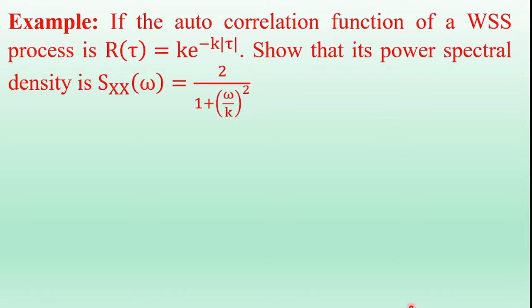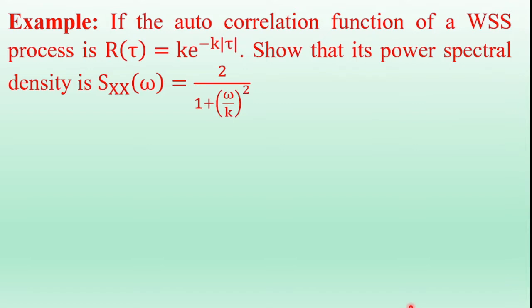In this video, I am going to discuss an example of spectral characteristics of a random process. If the autocorrelation function of a WSS process is R of tau is equal to k e power minus k mod tau, show that its power spectral density is Sxx of omega is equal to 2 by 1 plus (omega by k) whole square.